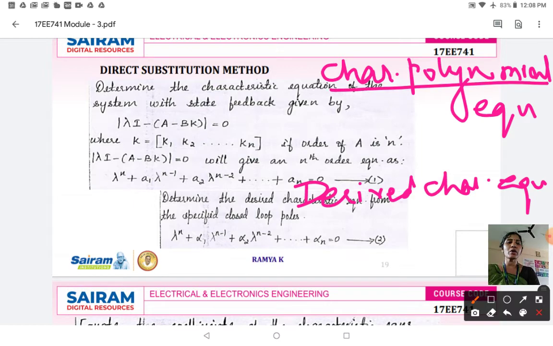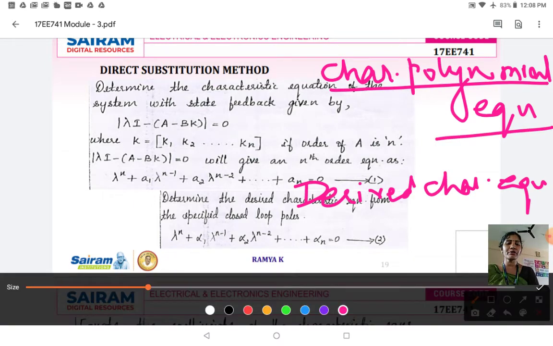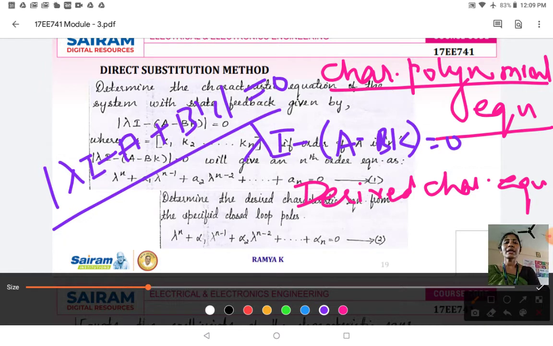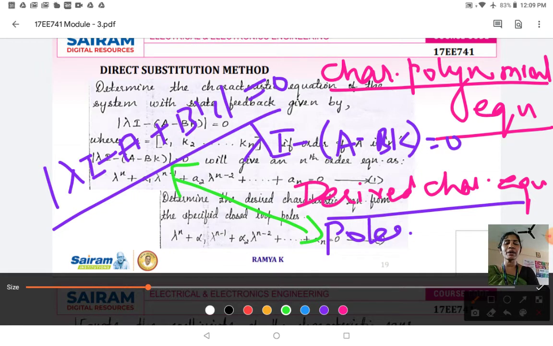The characteristic polynomial equation can be identified by means of the equation determinant of lambda I minus (A minus BK) is equal to 0, or you can write it as lambda I minus A plus BK is equal to 0. In this way you can identify the characteristic polynomial equation. The desired characteristic equation can be identified by means of your given poles. Then you need to compare your characteristic polynomial equation with the desired polynomial equation.